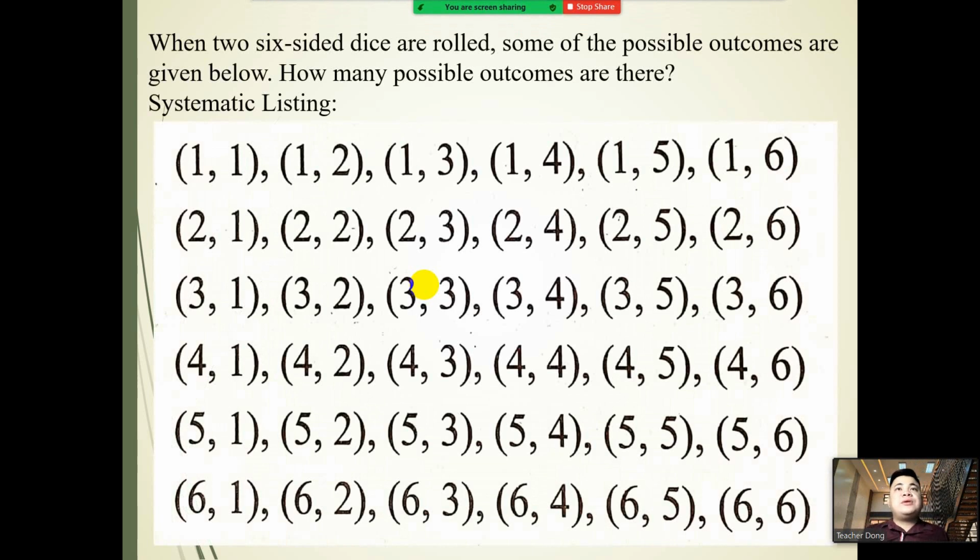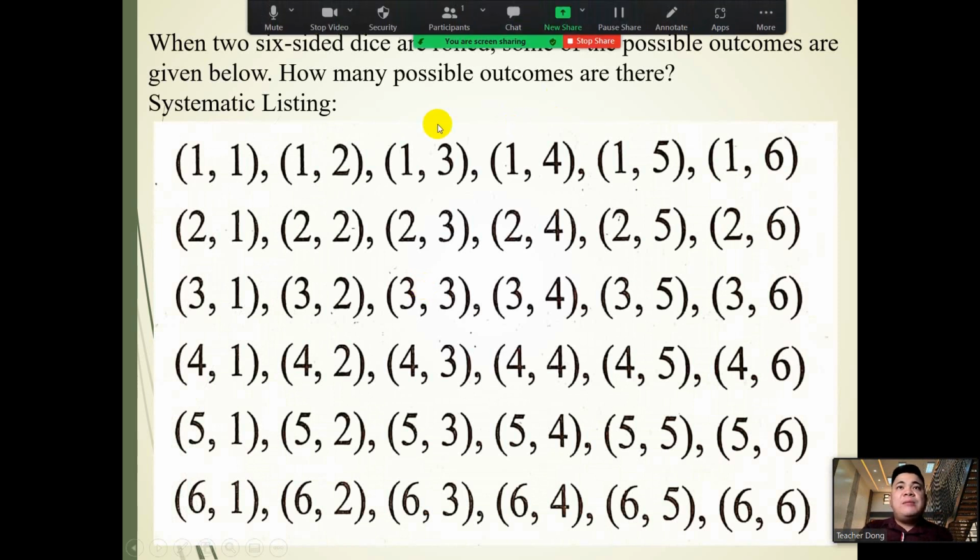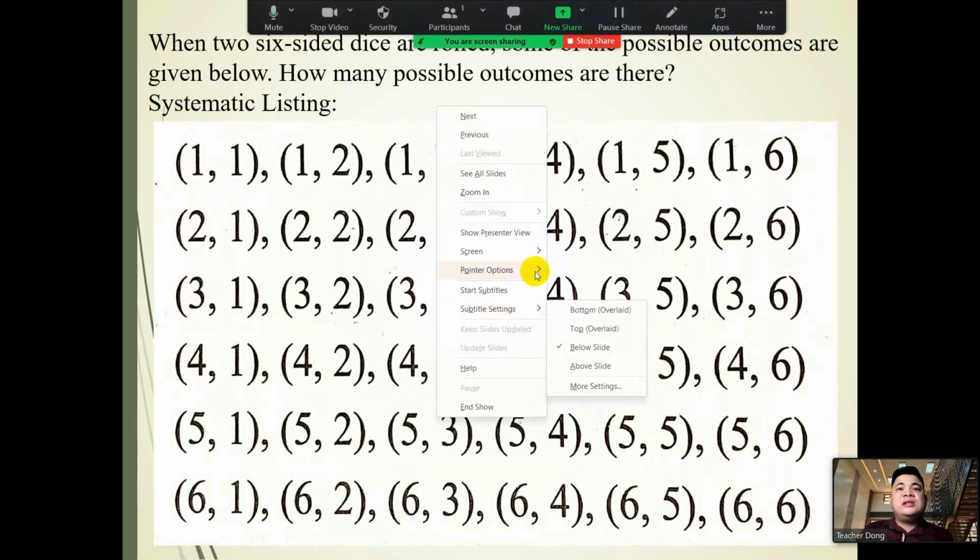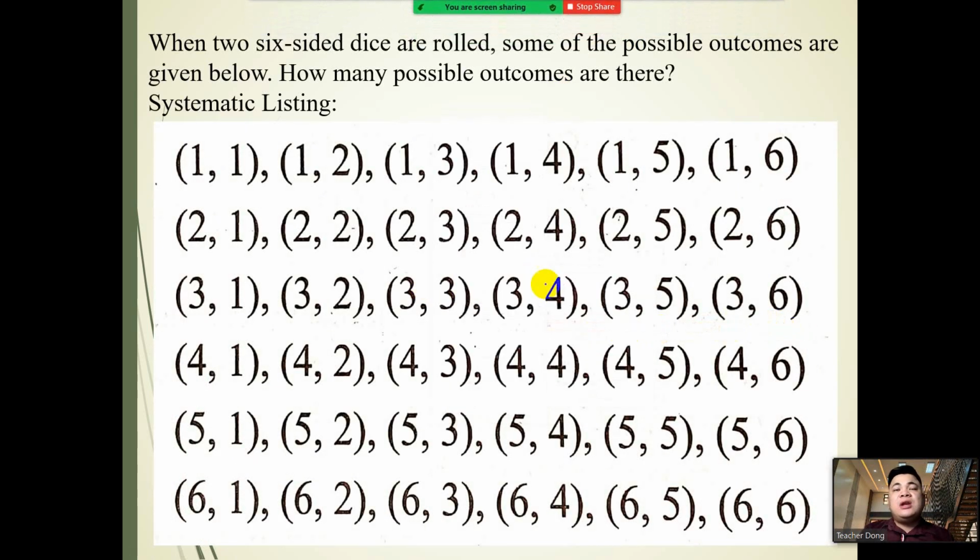The second method is what we call systematic listing. We have the same question. For systematic listing, we're going to list down one by one all the possible outcomes. Actually, this is just the same as the first method, the tabular method, but in this case, we are listing one by one all the possible outcomes. Just like this, we have 1 and 1. So we have a pattern here. We have 1 to 6 and 1 and 1. So it's just the same as the tabular method.